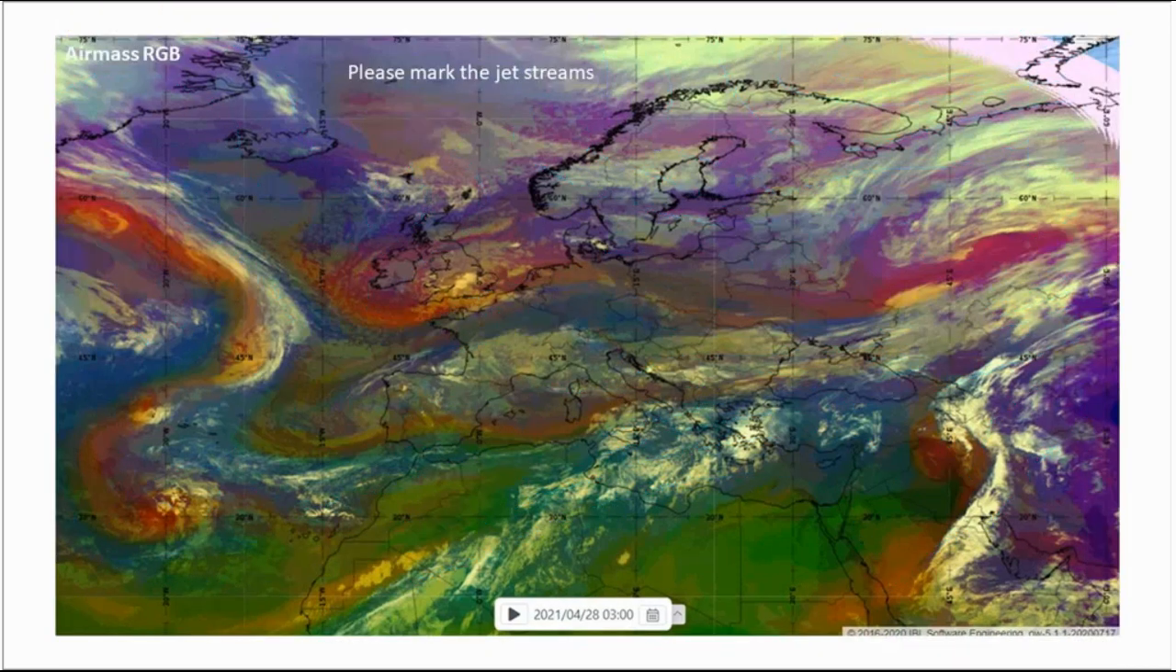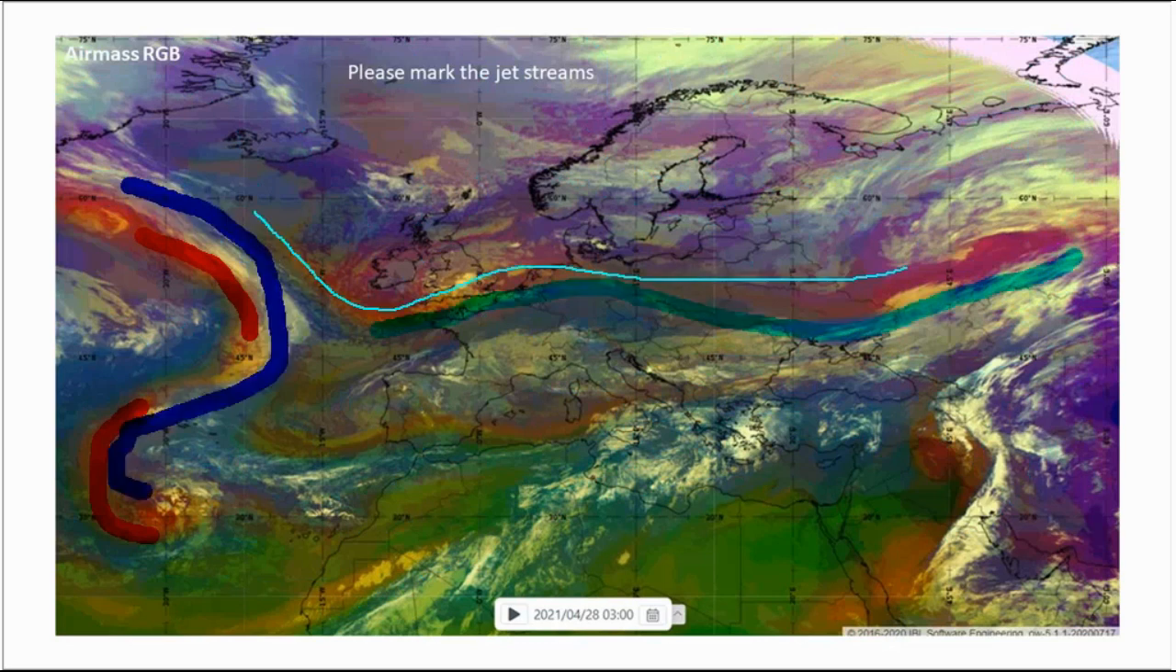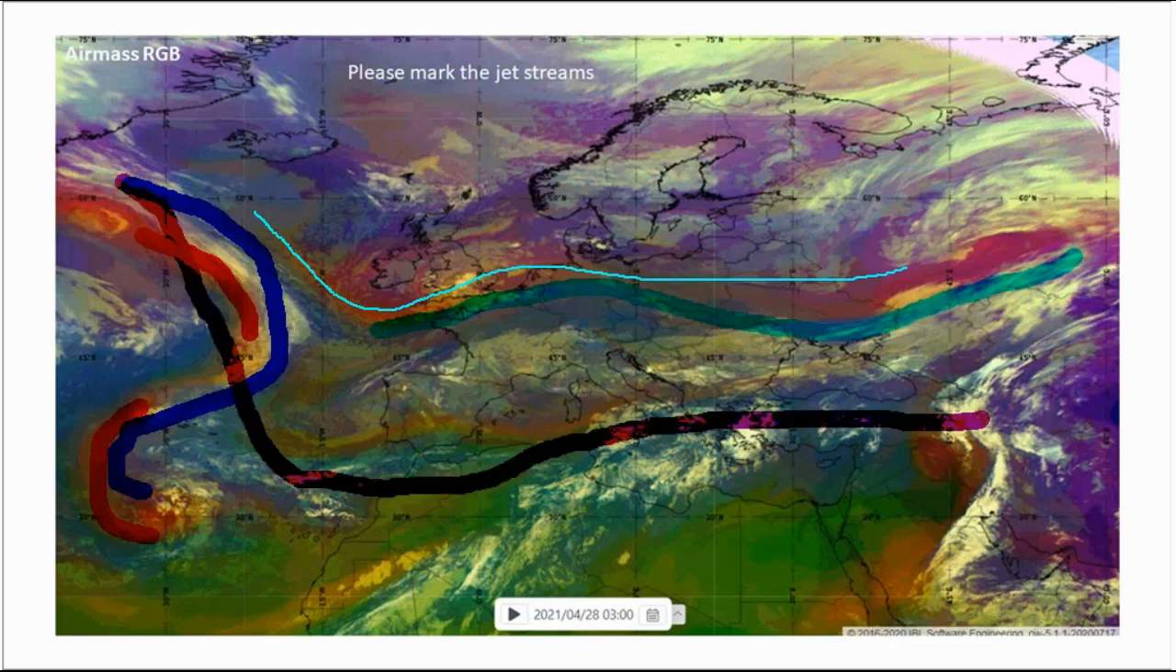But what else can we see on the air mass RGB? That is actually the jet stream. So again, I want to ask you, you already started, to please mark the jet streams. Yes, very nice.